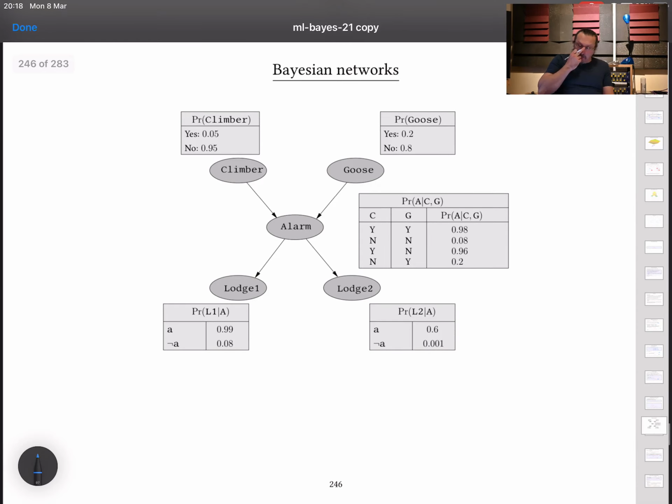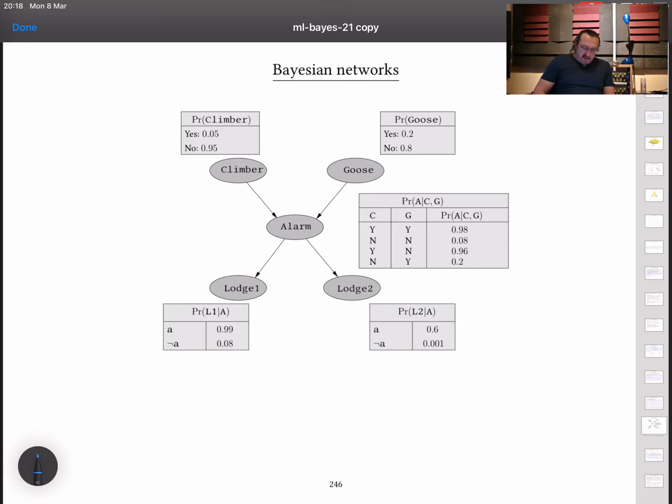So here we have one. Notice we have immediately some causal relationships. The climber can influence whether the alarm is sounded, and a goose can influence whether the alarm is sounded. But climbers and geese don't influence one another. Okay? Geese don't follow the climbers, climbers don't follow the geese. Okay? So there is some independence that can be assumed between climbers and geese.